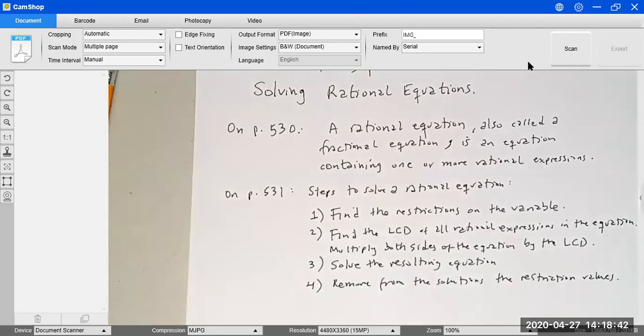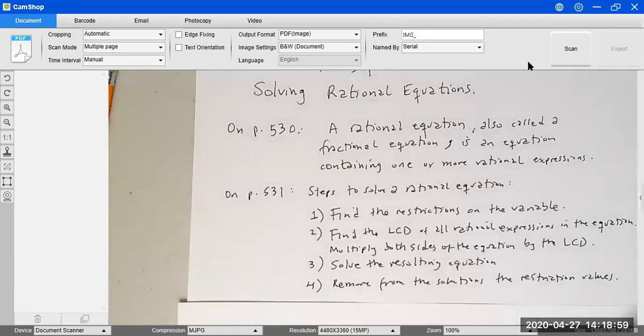So I'm going to start solving 2 or 3 examples, and then you're going to do the same. And that is going to be all for today. Next time we're going to solve applications involving rational equations.